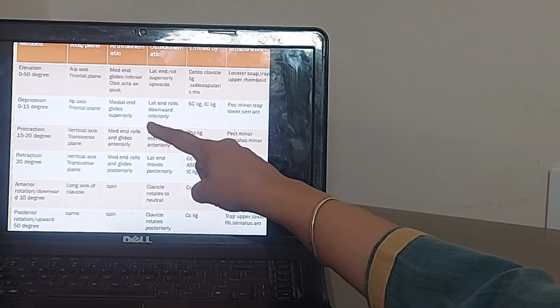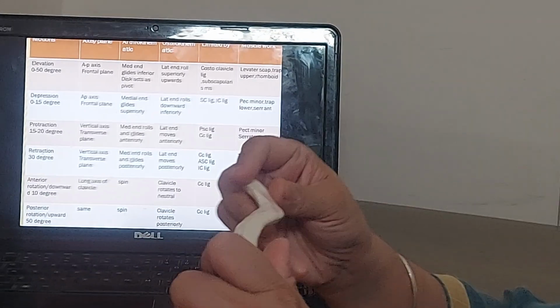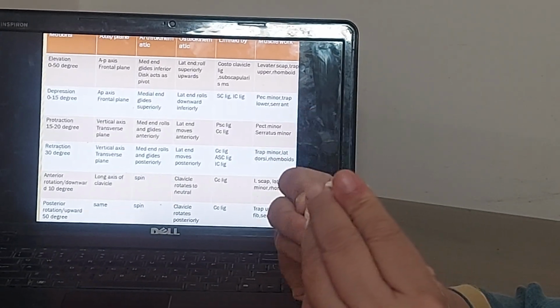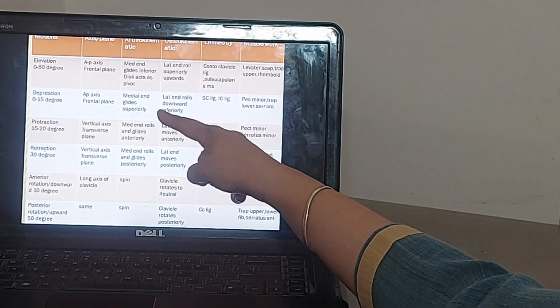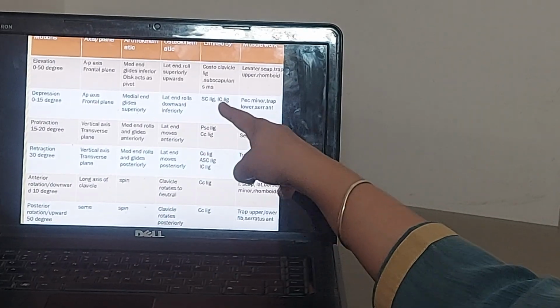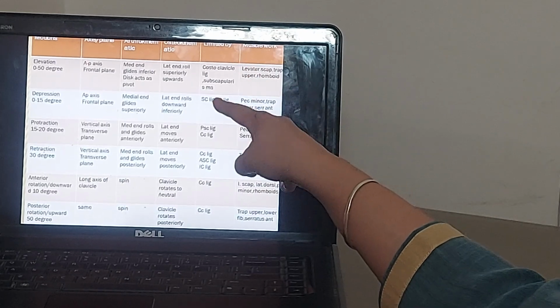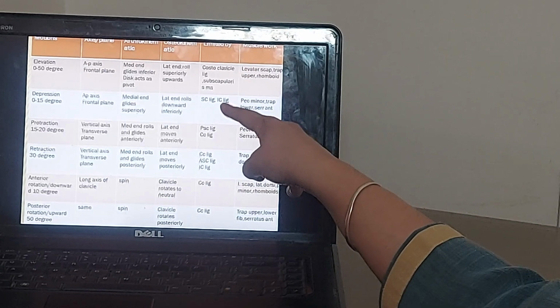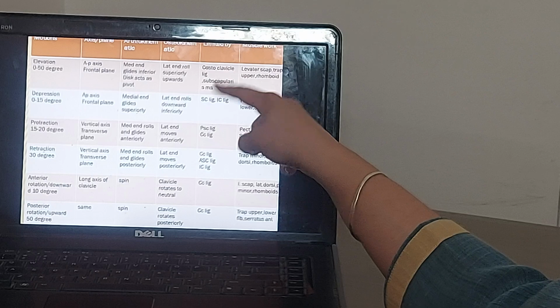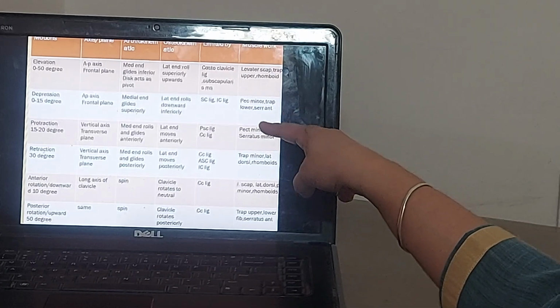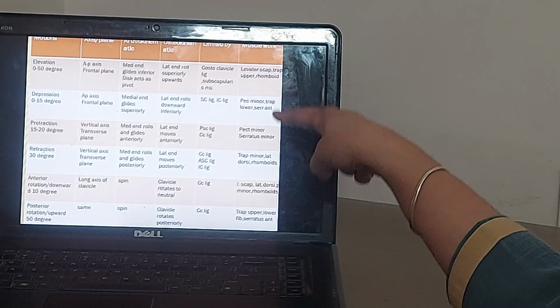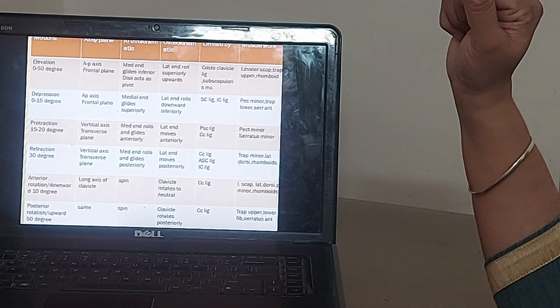It is at the AP axis in the frontal plane. The lateral end of the clavicle rolls downwards and inferiorly. The medial end glides superiorly. The SC ligaments, that is the sternoclavicular ligaments, and the interclavicular ligament limit this motion, and the motion is produced by pectoralis minor, trapezius lower fibers and serratus anterior muscle.